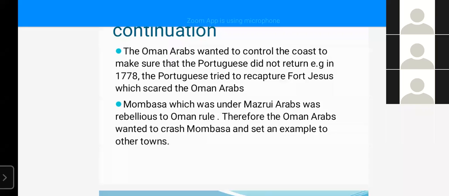The other reason for their interest in controlling the East African coast was because Mombasa, which was under Mazri, who were the Arabs, had turned out to be rebellious. When does this happen? When we have Uthman al-Mazri provoking the new leadership, failing to recognize the Busaidi as new leaders in Oman. So they thought if Mombasa had turned out to be rebellious, then there was need to come and tame her as soon as possible so that she does not instigate other towns.